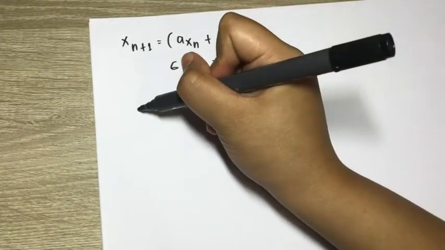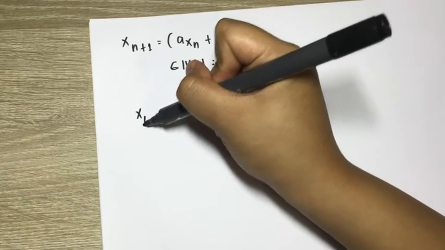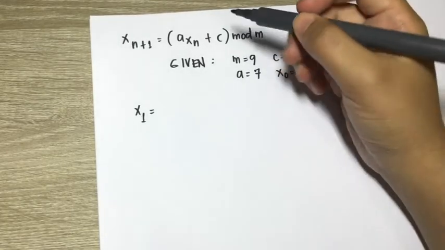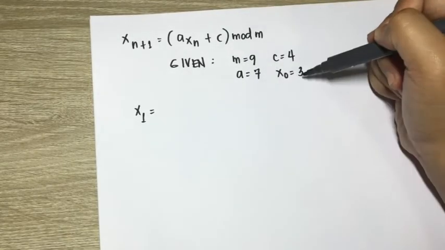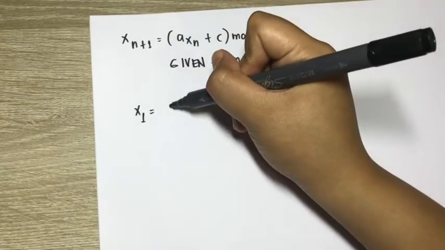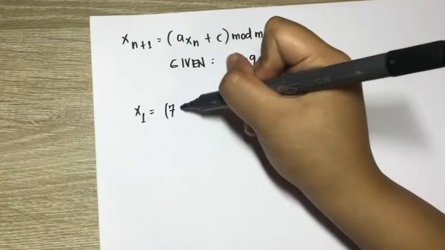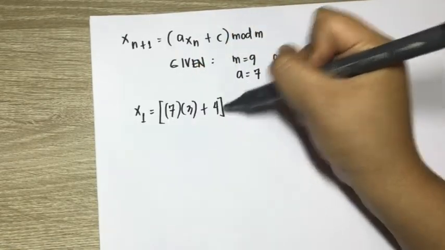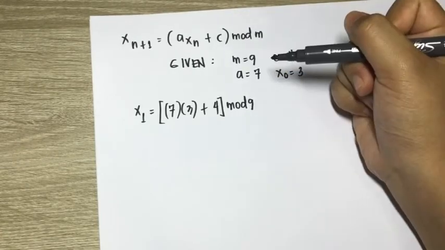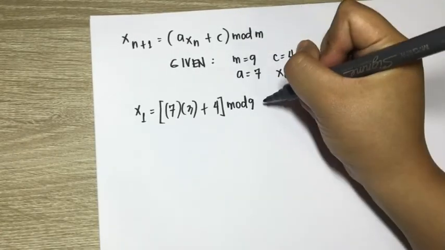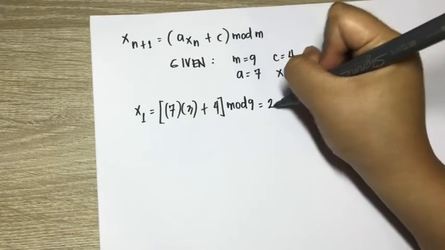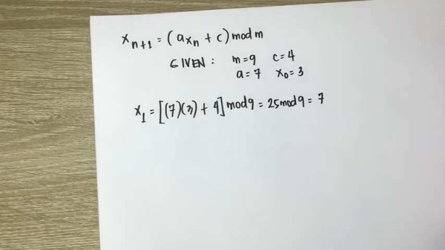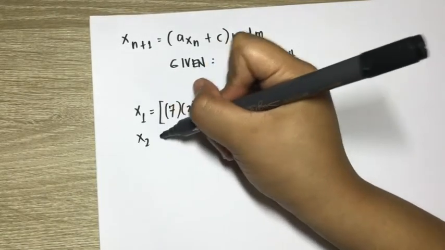So let's try to generate the first term of the pseudorandom numbers. So solving for x sub 1, x sub 1 is simply equivalent to the product of the multiplier and the seed. So that will be 7 multiplied by 3 plus the increment of 4 and then modulo 9. So for the first term in the pseudorandom sequence, we will have 25 modulo 9, and that is equivalent to 7.